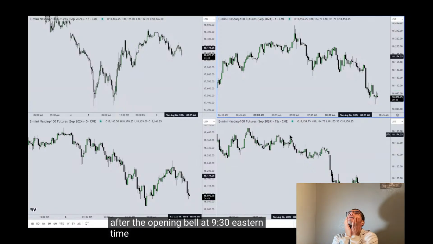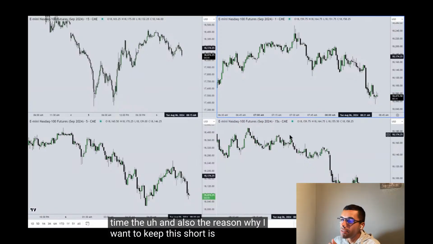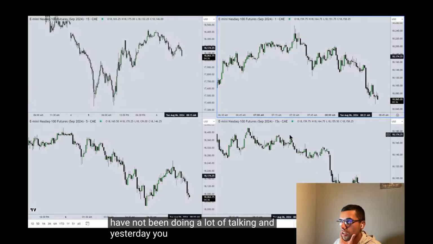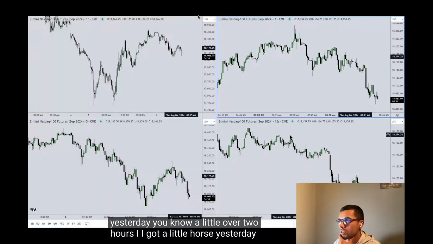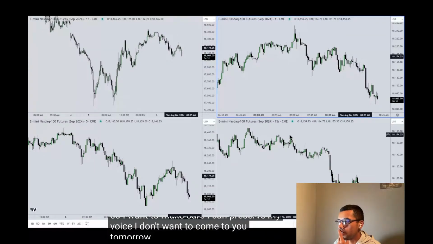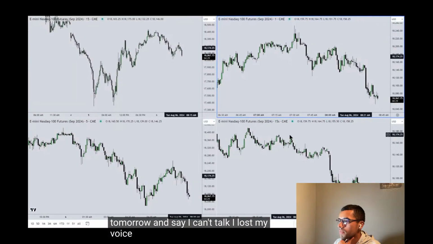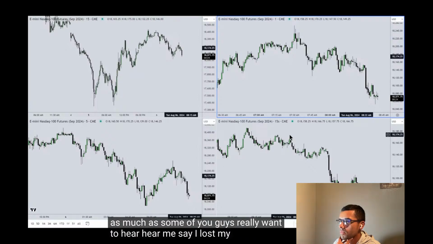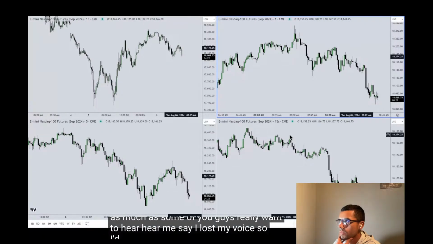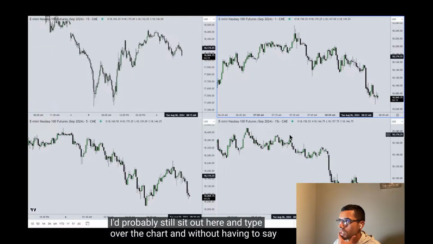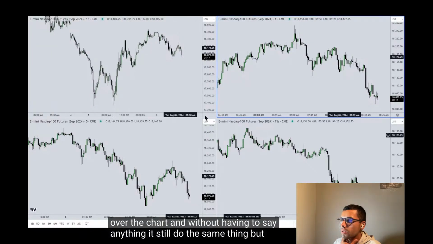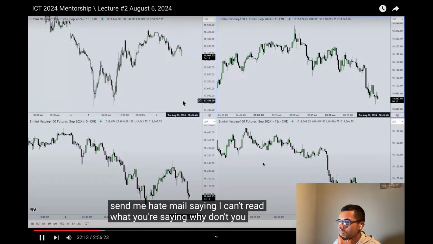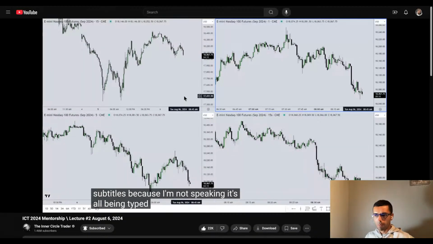Oh my God. And also the reason why I want to keep this short is because I have not been doing a lot of talking, and the session was a little over 2 hours. I got a little hoarse yesterday, so I want to make sure I can talk. I don't want to come to you tomorrow and say I lost my voice. As much as some of you guys really want to hear me say I lost my voice. I'd probably still sit out here and go over the chart without having to say anything, and still do the same thing. But people that don't know English, they'll send me hate mail saying I can't read what you're saying. Why don't you have subtitles? Because I'm not speaking; it's all being typed out.